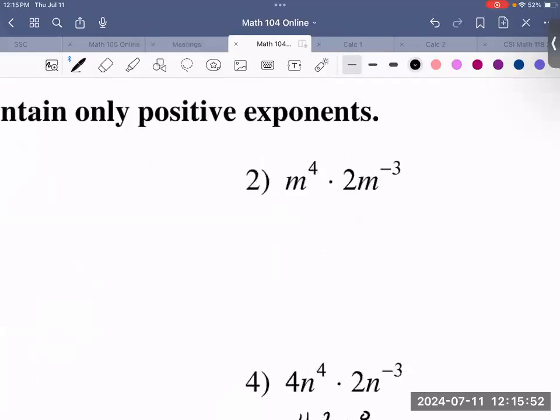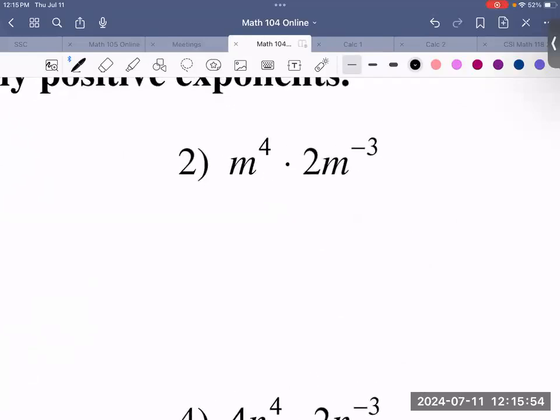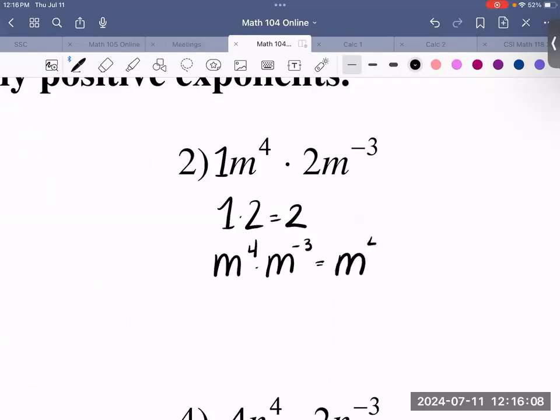If we were to do, again, the value up here, your coefficient of this first one is 1. If you don't see it, it's always 1. So 1 times 2 is just 2. m to the 4th times m to the negative 3rd. Again, adding those values together, we're combining. We now have 2m.